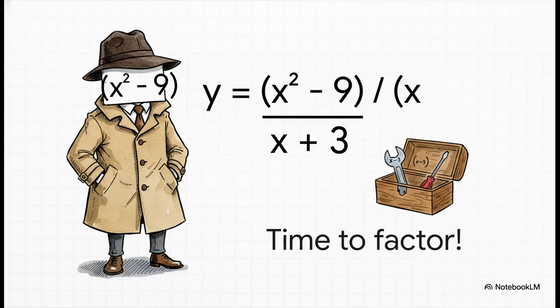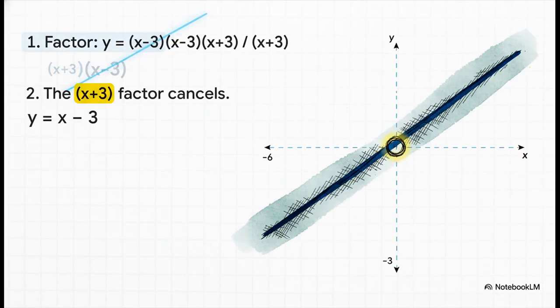It's in disguise. We've got a quadratic up top, so our first move is obvious. We've got to factor it. So that x squared minus 9, that's a classic difference of squares, right? It factors into x minus 3 times x plus 3. And would you look at that? There's an x plus 3 waiting for us in the denominator.